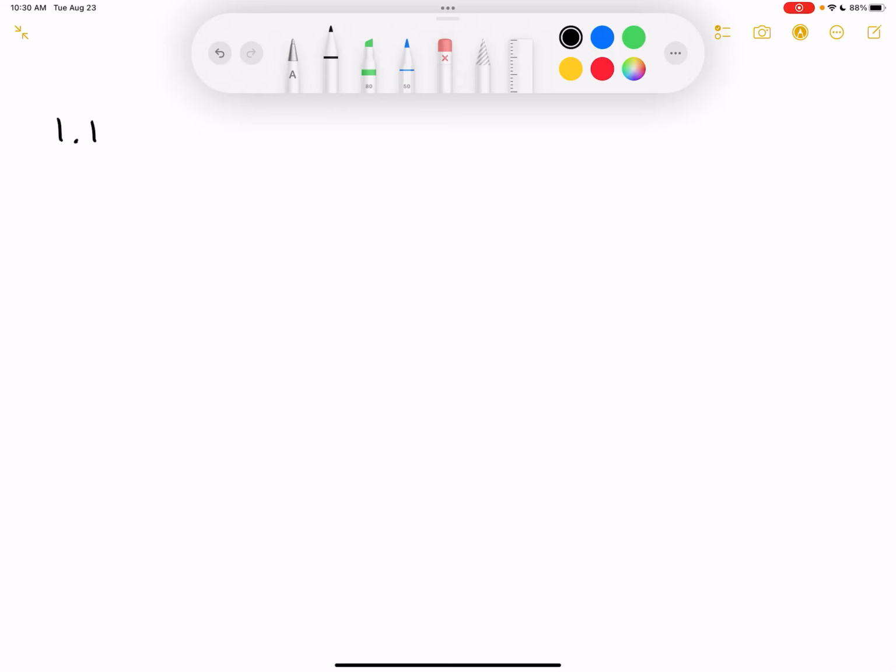So we're in section 1.1, and this one is titled Evaluate Expressions. I'm going to give you a couple definitions here.